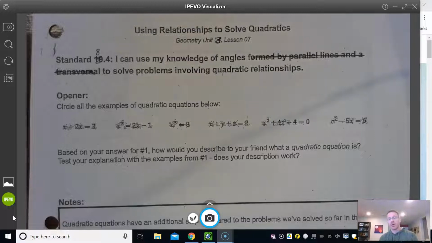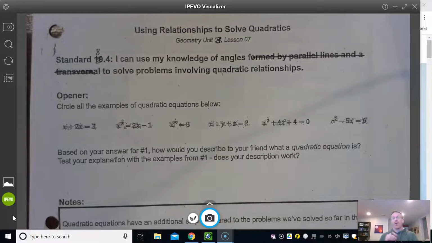All right, so this is once again going to be very much like the prior two lessons, except the result is going to be a quadratic equation once we develop that or find the relationship of our angles. So just real quick, once again, I want you to circle what you think are examples of our quadratic equations below. All right, pause the video, do that, and we'll see how you did.